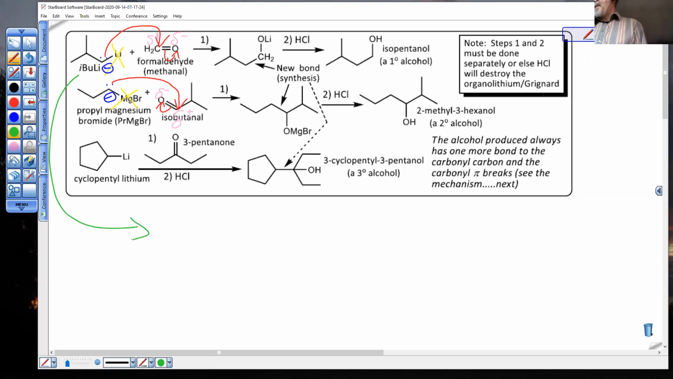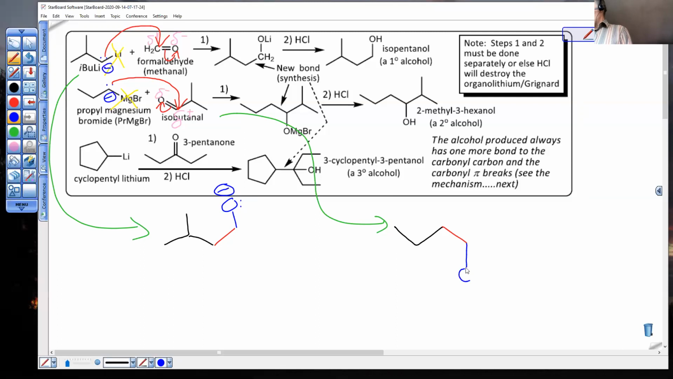This one, and this one. You get an isobutyl group here. You get a propyl group here. You get a new sigma bond, very exciting. New sigma bond to a carbonyl carbon that now is an O minus. And similarly, carbonyl carbon is an O minus and has an isobutyl, a propyl on it.